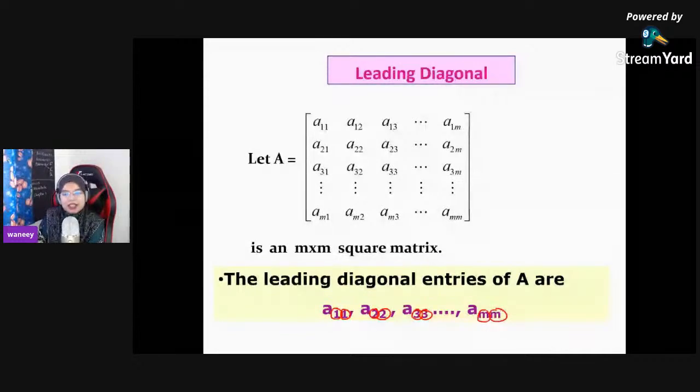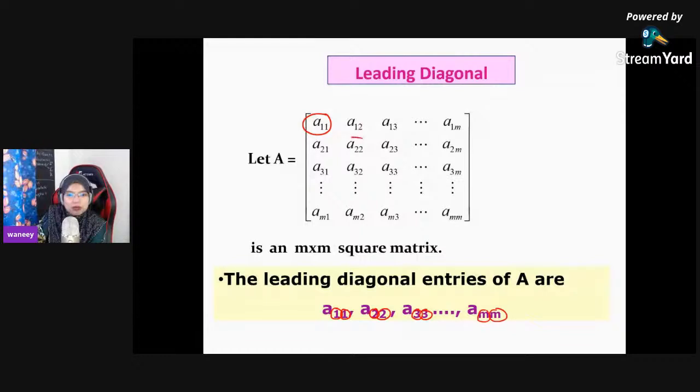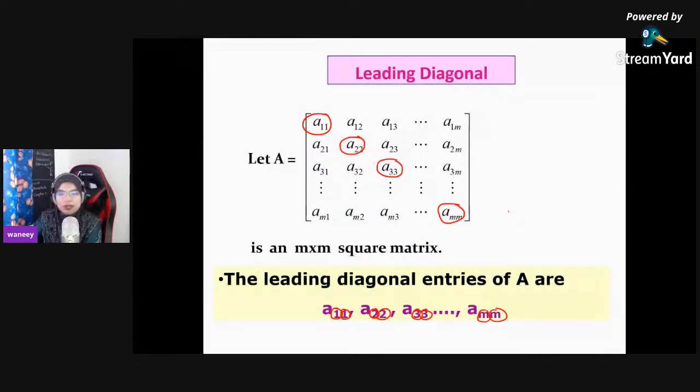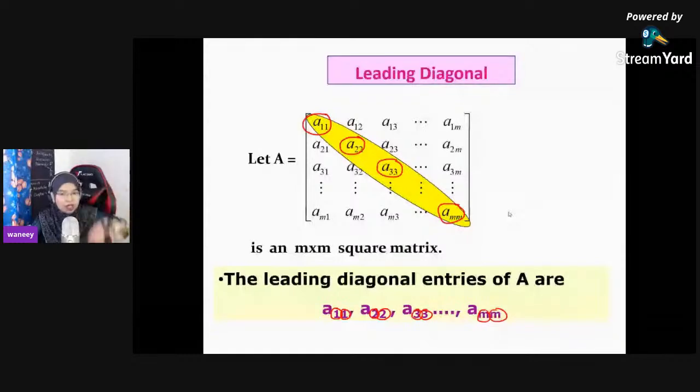So where is the leading diagonal? A11 is over here, A22 is over here, A33 up until AMM. So this is something that we call the diagonal, and those are the leading diagonal. So leading diagonal, kawasan diagonal lah. Okay, done.